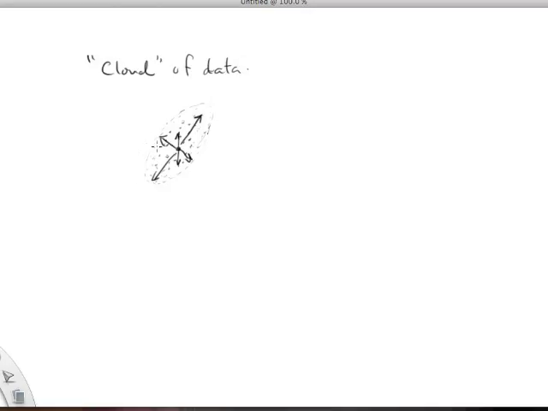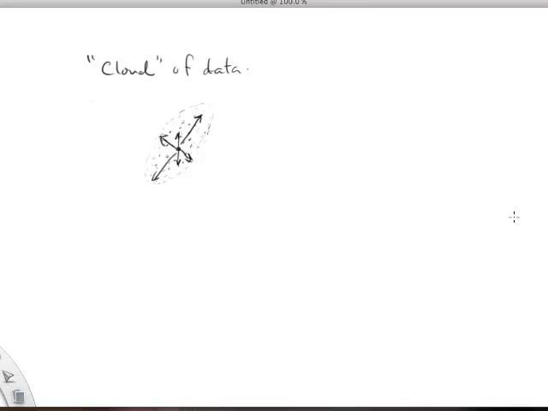And so how do you go about finding those? How do you go about describing this cloud of values around some mean in terms of the mean and the widths in these different directions? How do you do that? That's what we're going to talk about in this example.